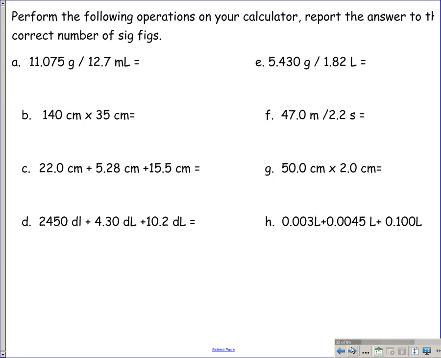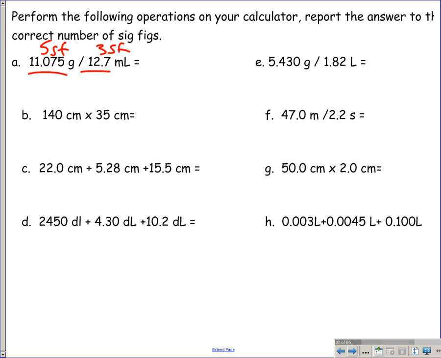Okay, so first one, it's multiplying and dividing, right? Look at your 2 measurements. Who's the weakest link? Which one? 12.7 milliliters. This one has 3 sig figs. This one has 5 sig figs. So when you do that, I got you here. That's kind of my math.